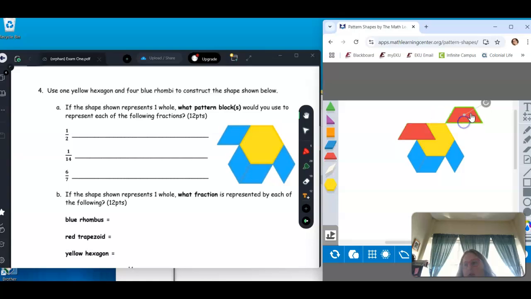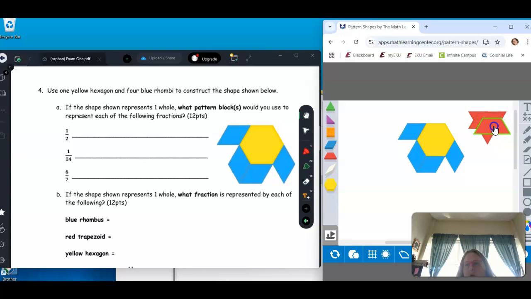I'm just going to start with the largest, the trapezoid, and see, can I cover up my shape with nothing but trapezoids? And it doesn't look like that's going to work. It's close, but it does not work out evenly because I've got that leftover rhombus here. So that one doesn't cover my shape to make equally sized pieces.